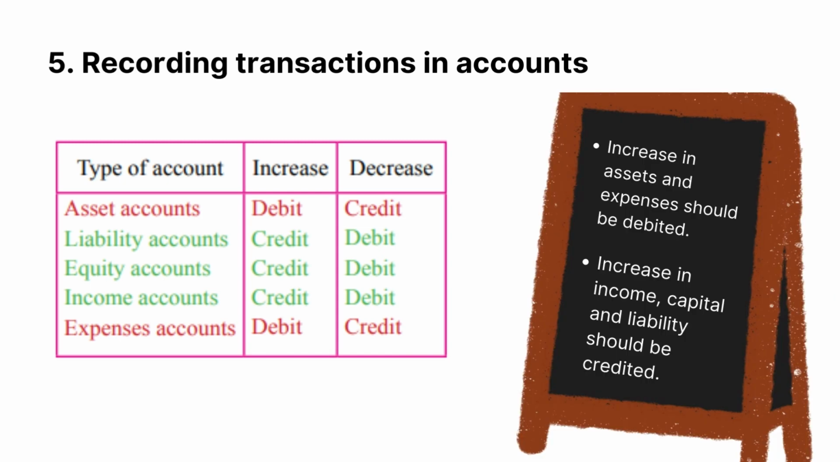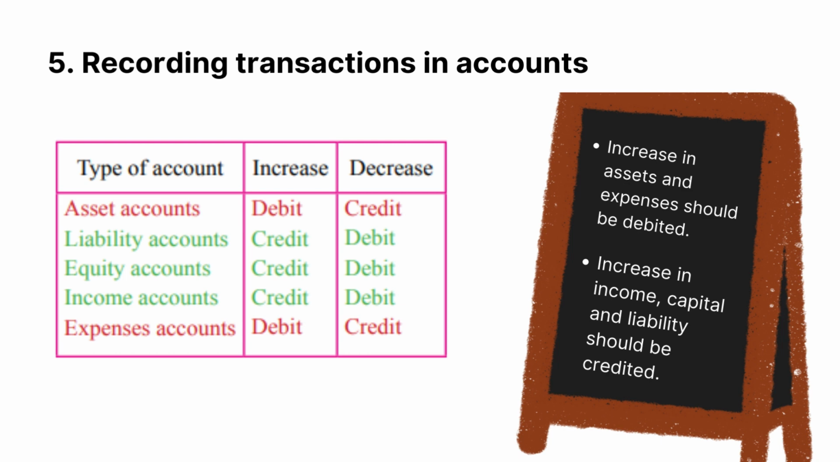There are some generally accepted principles in accounting which address this problem. These principles are called the principles of double entry. There are 5 principles for the 5 types of accounts. They are shown in the following table. For an asset account, if the value of the asset is increasing, then it's recorded in debit side. But if the value is decreasing, then it is recorded in credit side.